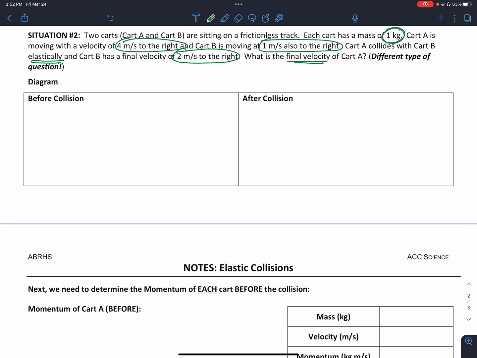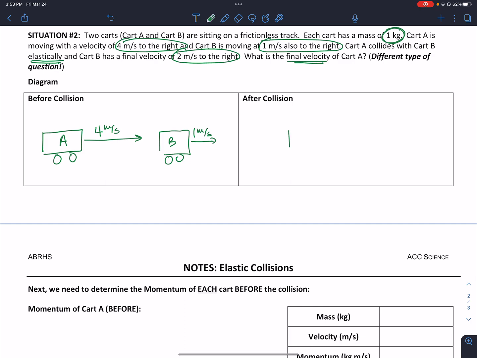So this is a little bit different. Here we are going to assume that momentum is conserved, and we're going to use that equality to then solve for an unknown. But first we're going to start, as we always do, with our diagrams. So here's cart A moving at 4 meters per second to the right, and somewhere out in front of it is cart B, and it's moving at 1 meter per second, but also to the right.